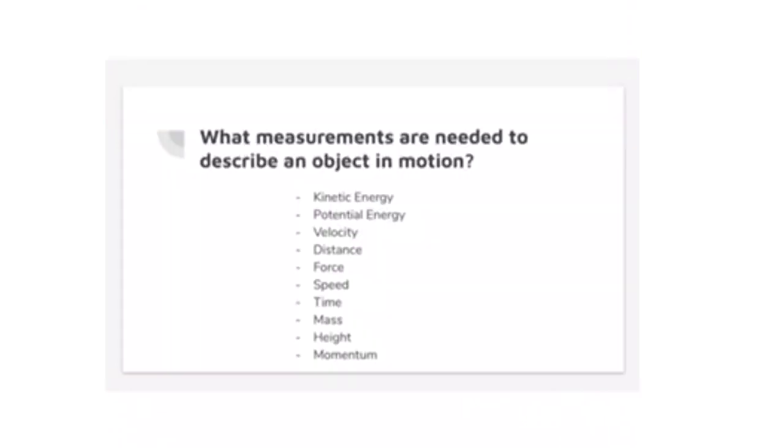So first we're going to be talking about a few terms that we're going to be using in almost every single unit this year, and we're going to be using these terms in the future more in depth, and their measurements that are needed to describe objects in motion. So these are kinetic energy, potential energy, velocity, distance, force, speed, time, mass, height, and momentum. I'm just introducing them today, but each one is specific to each unit, and we're going to be going more in depth with their definitions and how they're used in word problems and in everyday life.